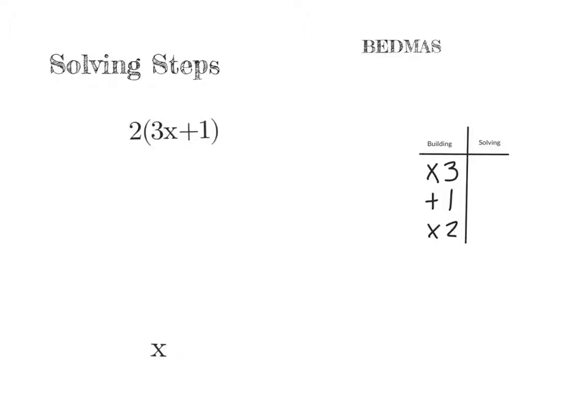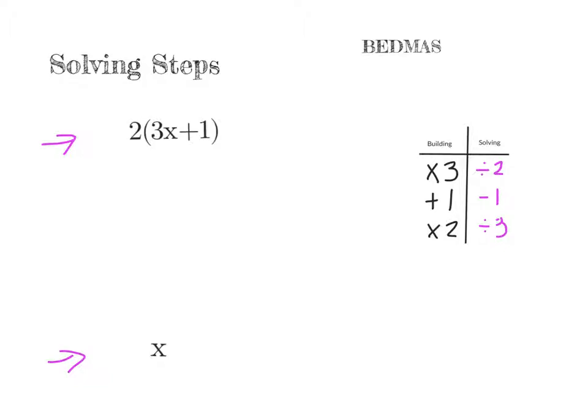Okay, so our solving steps are the opposite to our building steps. We're wanting to undo an equation, or in this case an expression that looks like this, and we want to turn it into just a plain old x. From the previous slide we worked out that the building steps were times 3, plus 1, times 2. So to solve it we need to do the opposite thing in the opposite order. We will need to divide by 2, take 1 and divide by 3.